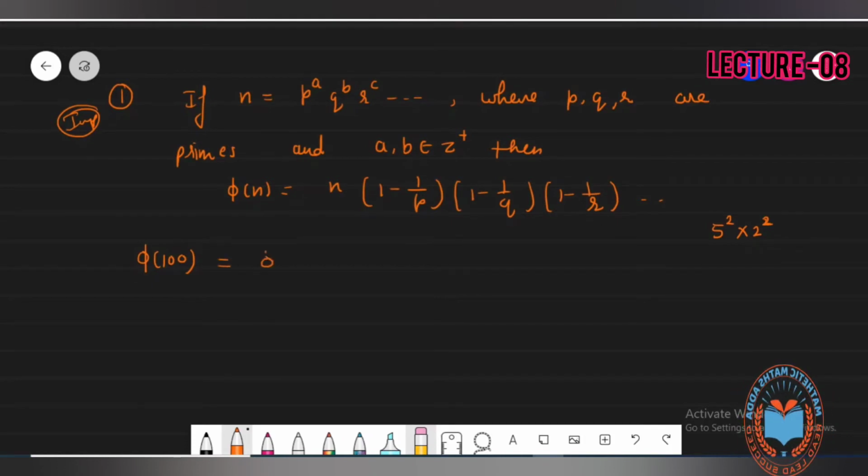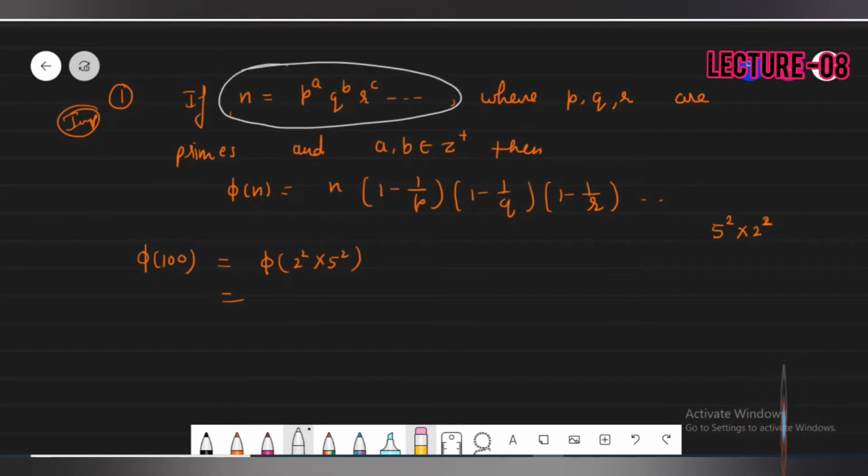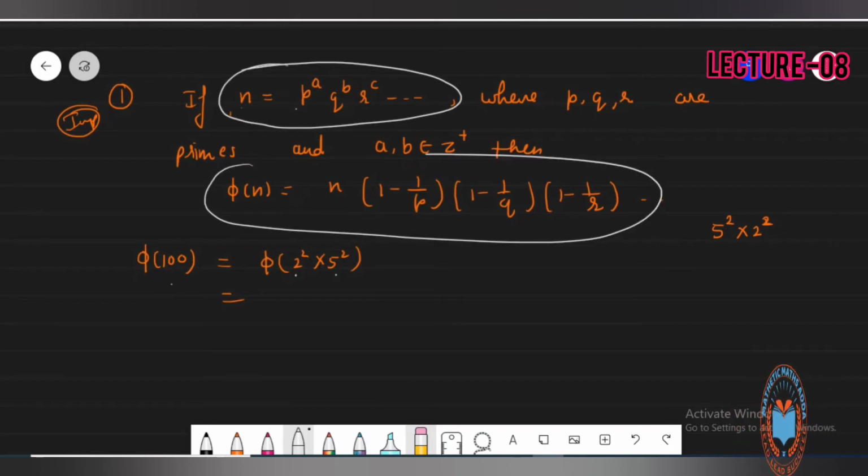So 500 can be written as 2 raised to the power 2 and 5 raised to the power 2. If I have a higher number, then I have to prime factorize the number. Then if I compare this with the formula, here P is equal to 2, Q is equal to 5, and N is equal to 100.